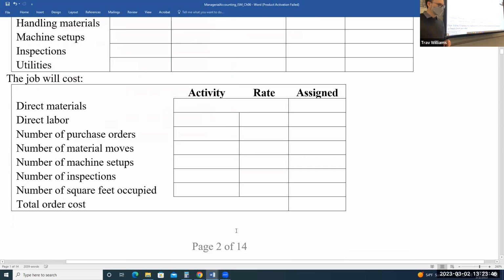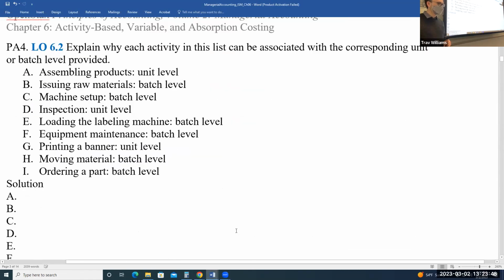Problem 4 is this one. Oh yes, okay, this one's just a little different. Basically, it gives us all these different activities here, and it tells us if this activity is measured at the unit level or the batch level. And we have to think of why. Why would it be something that's done at the unit level or at the batch level?